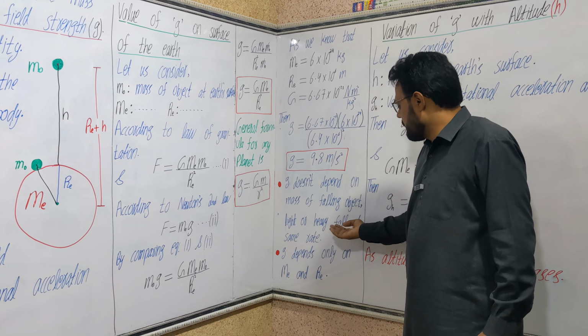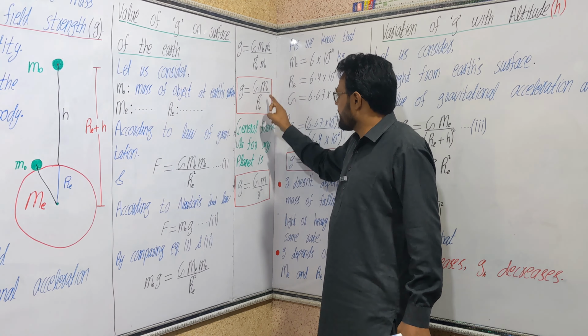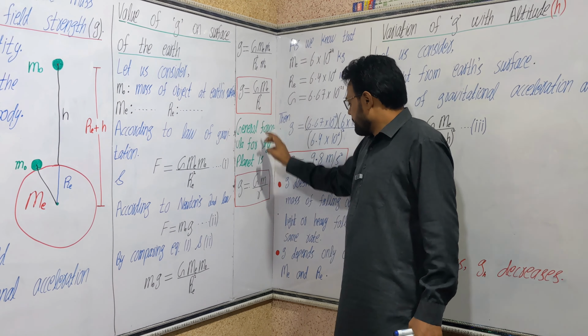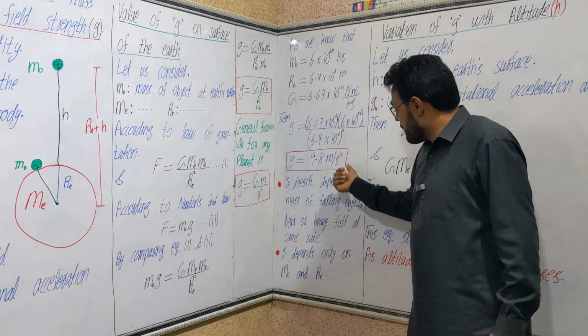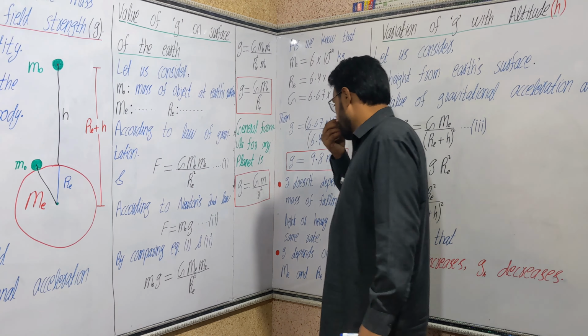Light or heavy objects will fall at the same rate. The mass of the object, m naught, already cancelled out, so in the final result there is no m naught. So g depends only on the mass of the Earth and the radius of the Earth, and g doesn't depend on the mass of the object. This is another short question that may come as an MCQ.